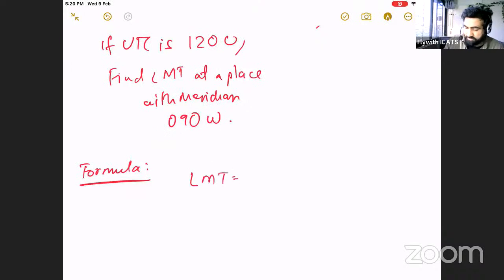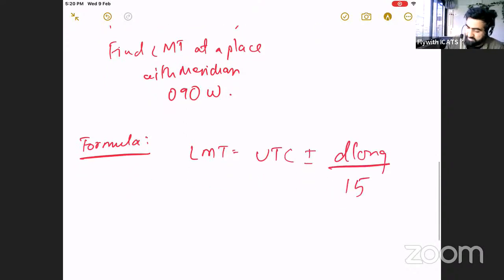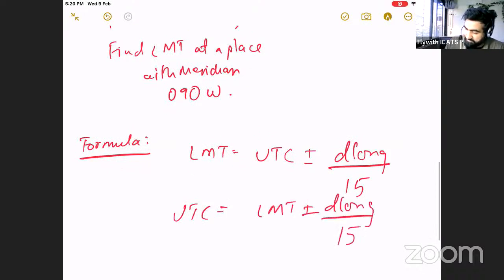LMT is equal to UTC plus or minus D long upon 15. UTC is equal to what? LMT plus or minus D long upon 15. One of those formulas is given to you.